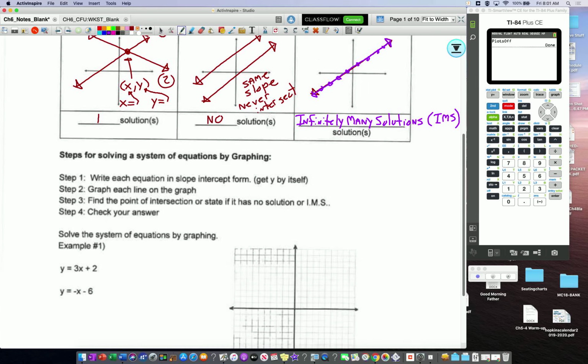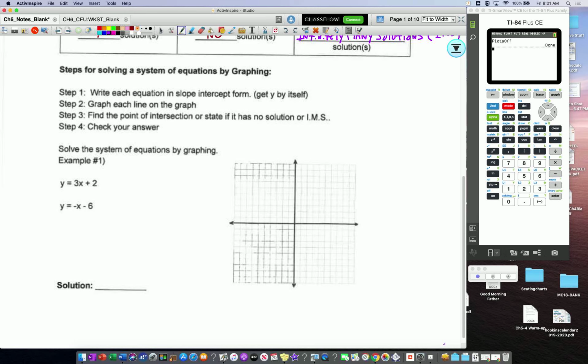So how do we go about graphing it? What's nice is I give you basically step-by-step directions that you need to do in order to graph these. So when you are working on these, go back to this and follow these steps. It'll help you a ton.